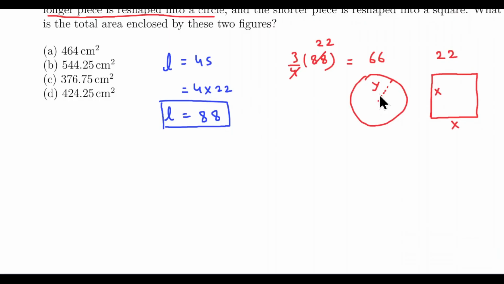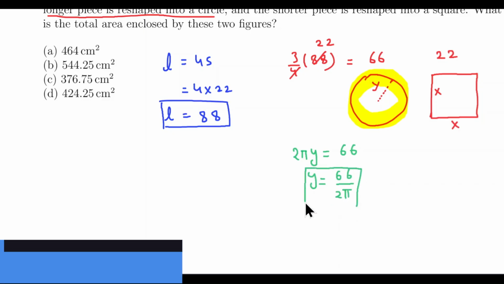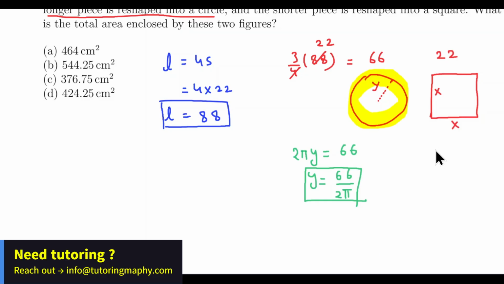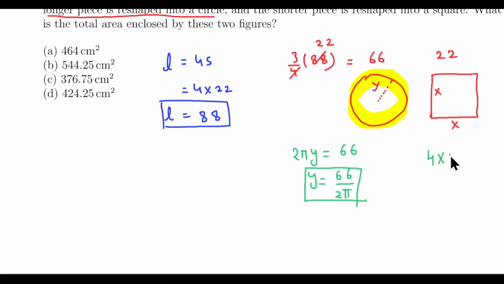And again, we are going to use the same concept that the entire length of the circle, which is also called circumference, should be equal to the length of the wire it is made from. So can we agree that 2 pi y should be equal to 66, which means that y is 66 over 2 pi. I'm not really going to simplify it, at least now. And likewise, can I say 4x should be equal to 22, which means that x is 22 over 4.